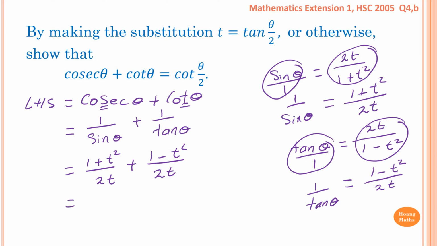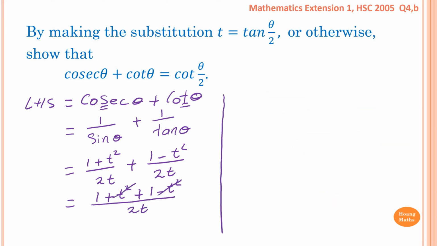Then this is just the same as the whole fraction. So it's the same as 1 plus t squared, I just write in the whole fraction, plus 1 minus t squared over 2t, which is equal to 1 plus 1 is 2 over 2t. So we cancel this out, that gives me 1, so the answer is 1 over t.